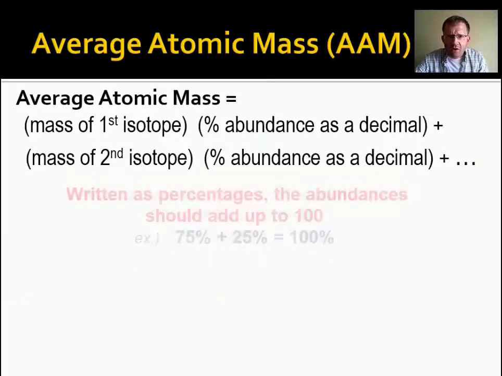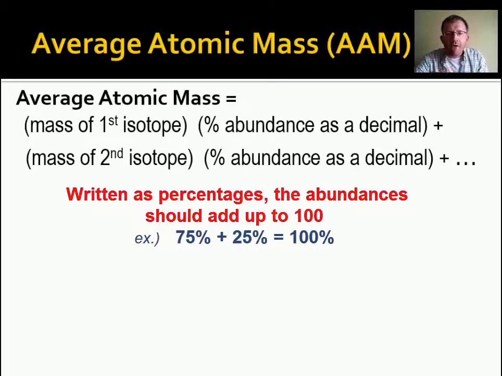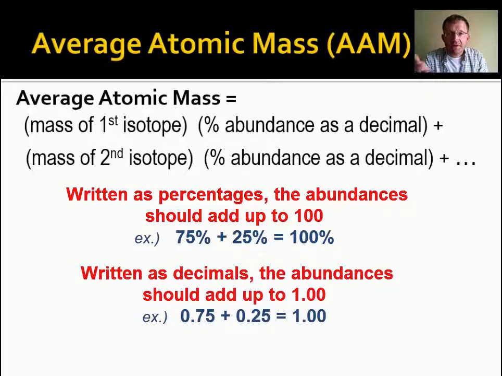In the long and the short of it, all the percentages should add up to 100%, and therefore all the percent abundances written as decimals should add up to 1. So if it was 75% and 25%, that adds up to 100. Written as decimals, that would be 0.75 and 0.25, and that would add up to 1. So whether you write it as a percentage or a decimal, you should have the whole total when you do that.